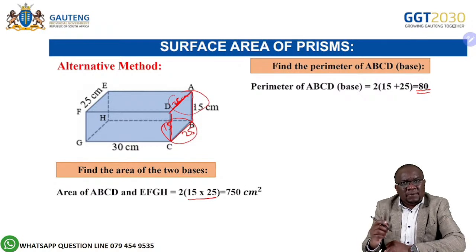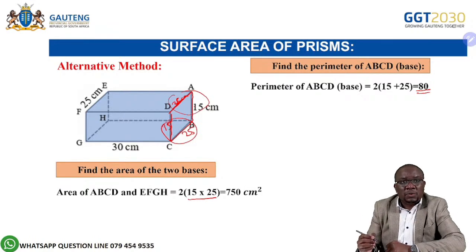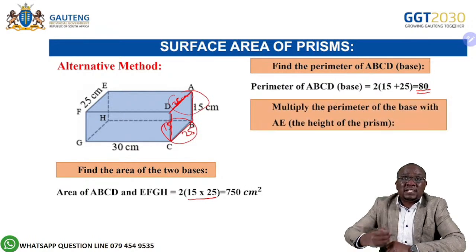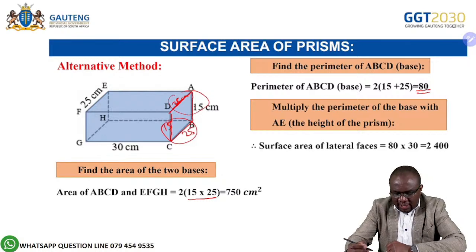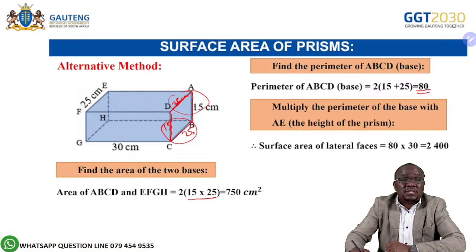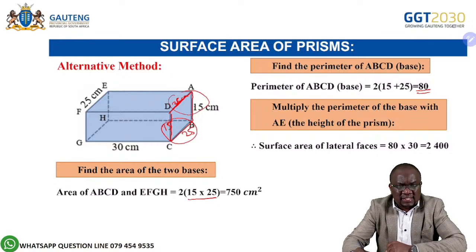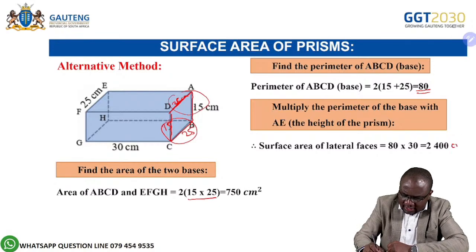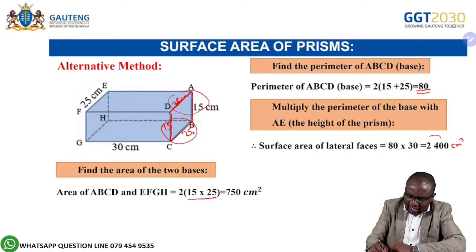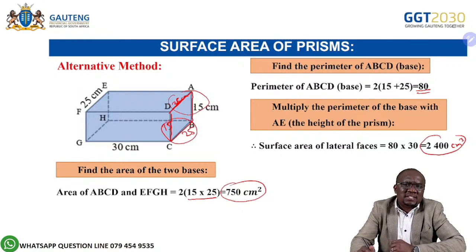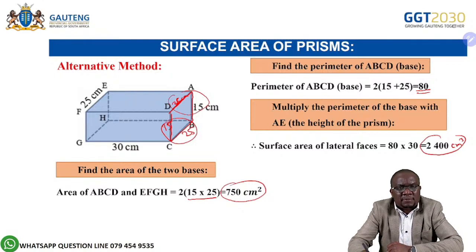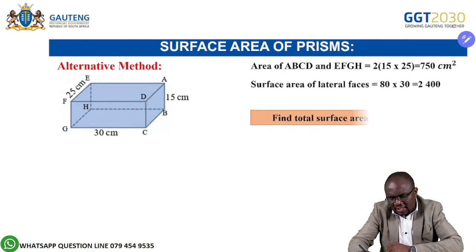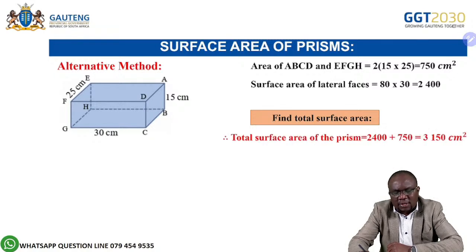Now, this perimeter times the height of the prism will give us the surface area of the lateral faces. So we just say 80 times 30, which is 2,400 square centimeters. And then we add this and we add this, and we are going to get the total surface area of the prism, this rectangular prism in this case. So let's add those two. Do you see that we are getting the same answer?